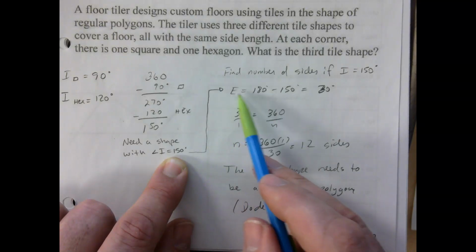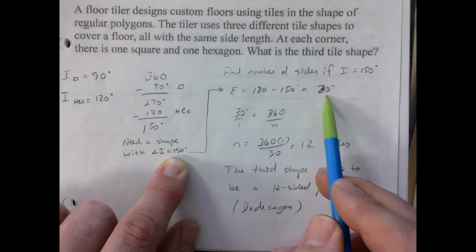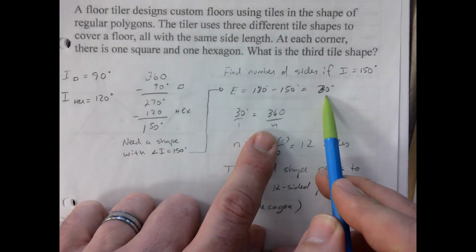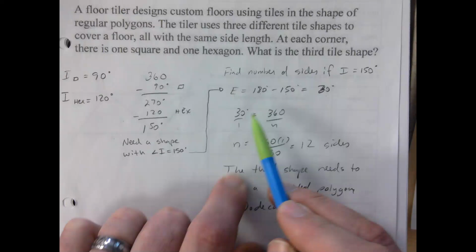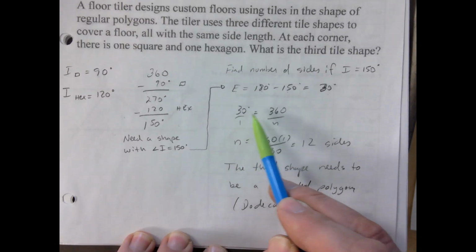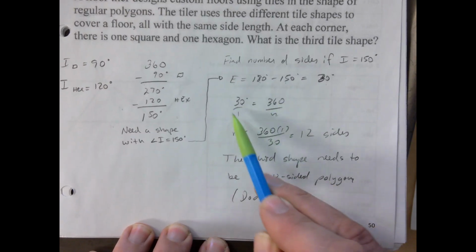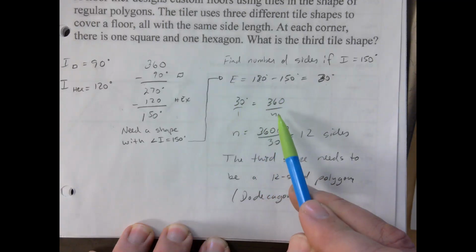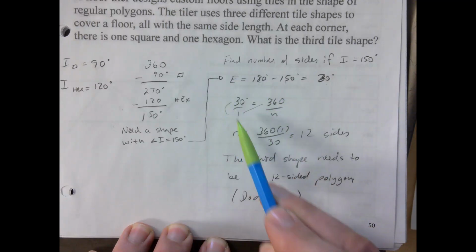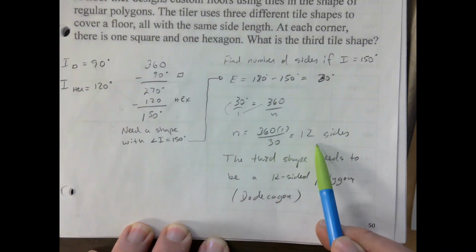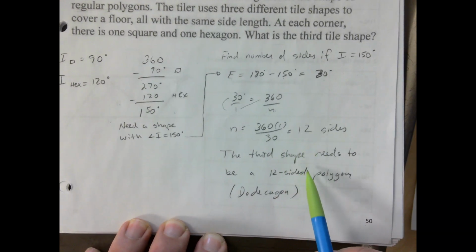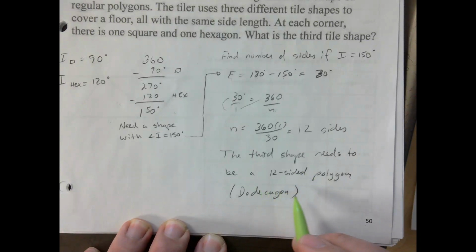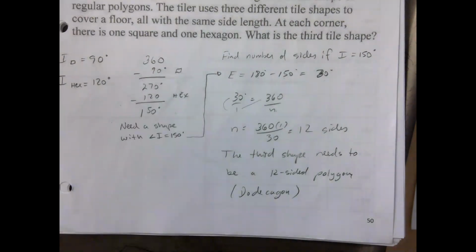But I immediately find the exterior angle, which is 30, of the shape we're wanting, right? So then 30 is equal to 360 over n. This is the formula for the exterior angle. You cross multiply and divide to get 12 sides, okay? So the third shape needs to be a 12-sided polygon. In other words, a dodecagon if you have the name for it. And that's how you do tiling questions.